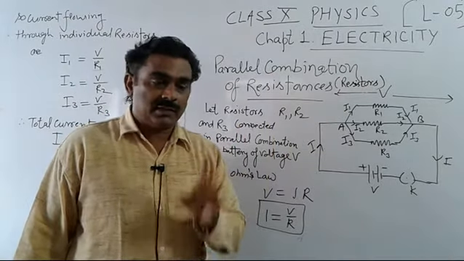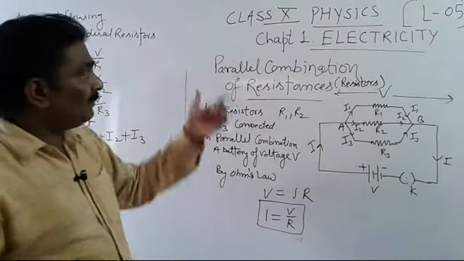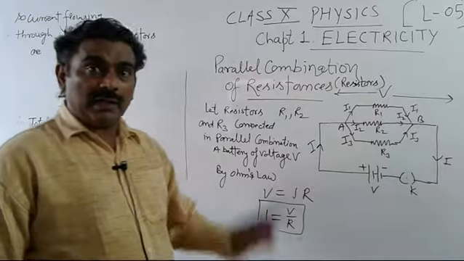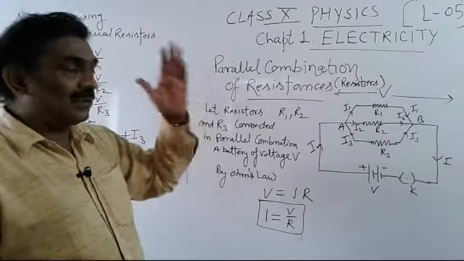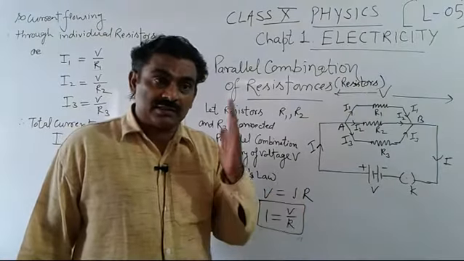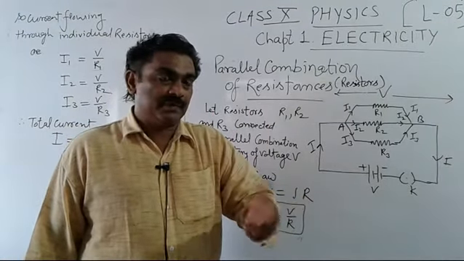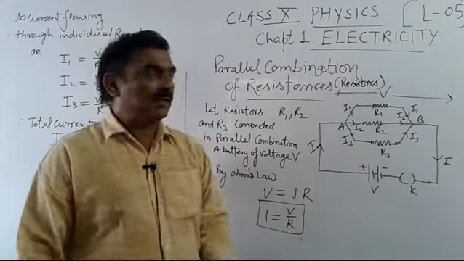You may not remember, in some books it is written "parallel combination of resistances". That can also be right, but actually speaking there should be resistors, because according to definition, resistance is a property of a conductor which opposes the flow of current. It means resistance is a property, but a resistor is a device.